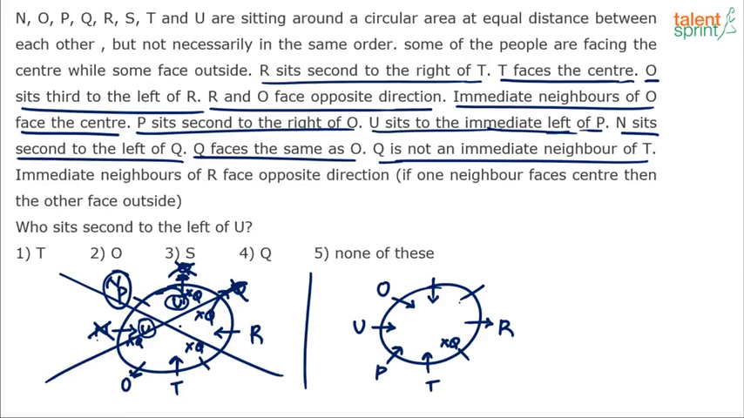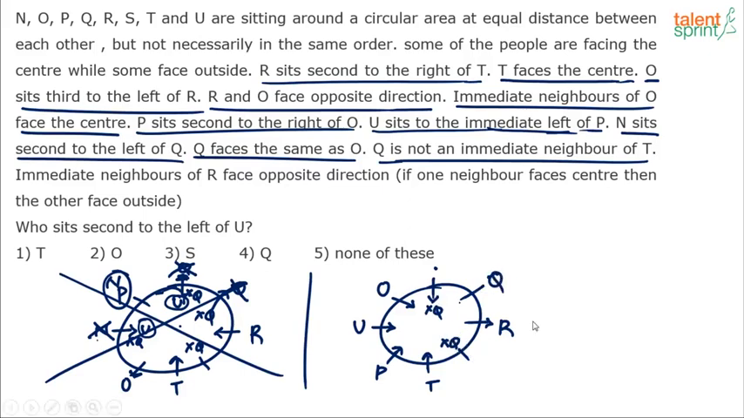What were we trying to find out? N sits second to the left of Q and Q faces same as O. Now O is facing center. O is facing center. So Q also has to face center. Q can either come here or here. Take Q in this position. N sits second to the left of Q. So if you take Q in this position, where will N come? First and second. Can N come here? If you take Q in this position, N has to come in place of R. But is that possible? Not possible, because R and N cannot sit in the same position, which means Q cannot come here.